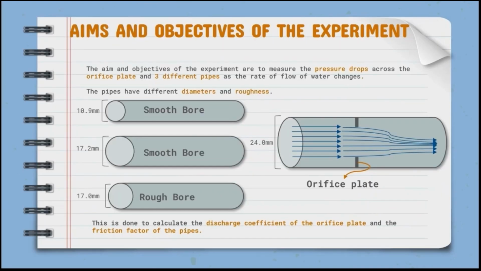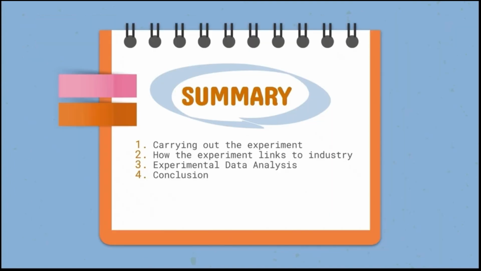The main goal of the experiment was to measure pressure drop through an orifice plate and pipes of different roughness and diameters, as can be seen on the screen now. Not only will we walk you through how to carry out this experiment, but we will cover its industrial relevance and explain the data we collected.